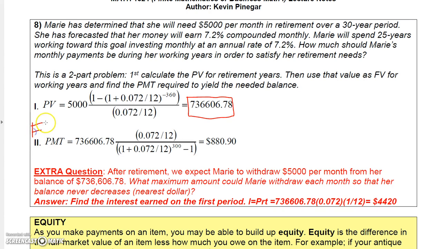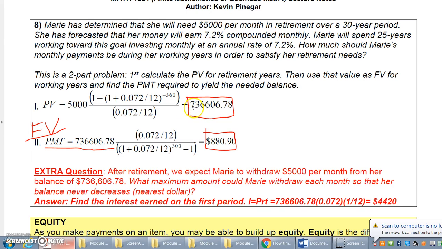So be careful, because I'm bringing in future value and I'm calculating what payment she needs to make each month in order for that payment to grow to this number here, 736,606.78, which is what she would need to be able to withdraw $5,000 over the next 30 years. So read that on your own. Contact me if you have any questions.